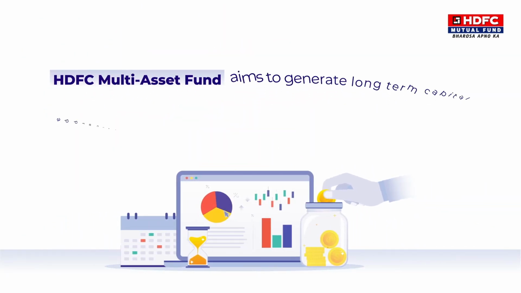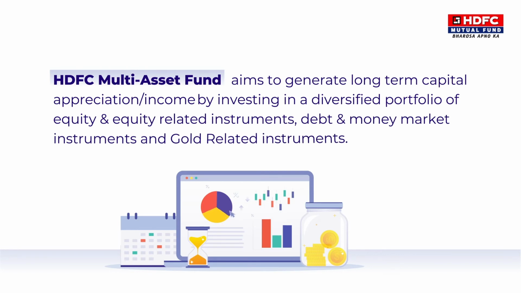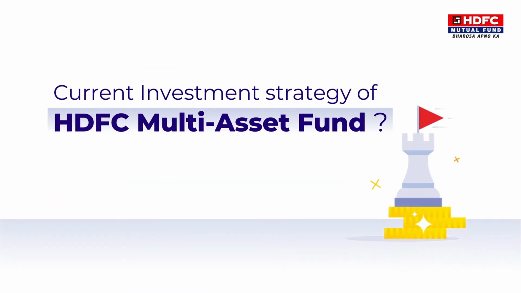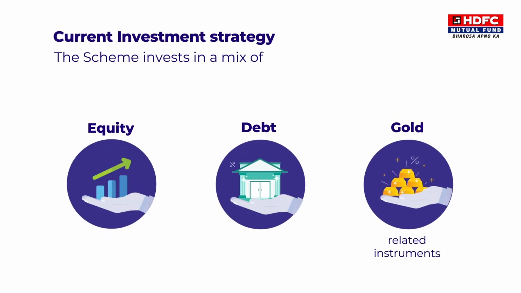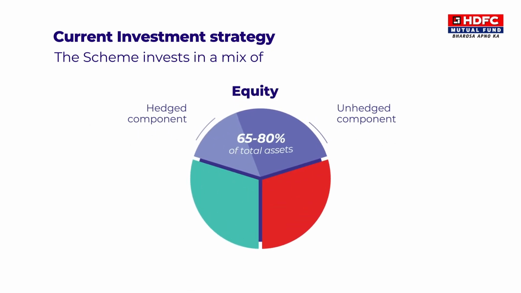HDFC Multi-Asset Fund aims to generate long-term capital appreciation or income by investing in a diversified portfolio of equity and equity-related instruments, debt and money market instruments, and gold-related instruments. Current investment strategy of HDFC Multi-Asset Fund. The scheme invests in a mix of equity, debt and gold-related instruments with total equity allocation, including hedged and unhedged component ranging from 65% to 80% of total assets, of which unhedged equity can range from 40 to 80% and hedged component can range from 0 to 25% depending on market conditions.